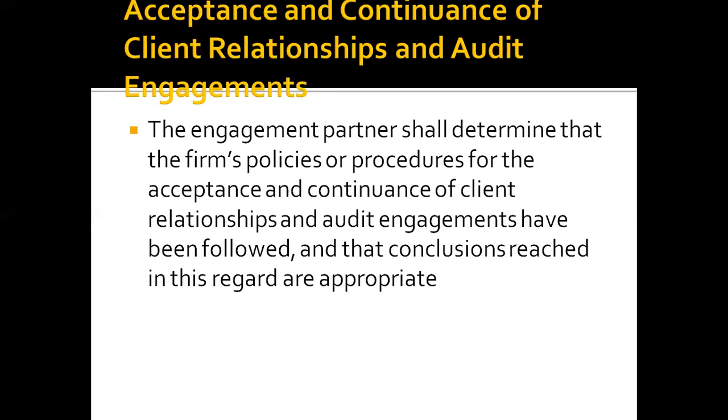Acceptance and continuance of client relationships and audit engagements. The engagement partner shall determine that the firm's policies and procedures for the acceptance and continuance of client relationships and audit engagements have been followed, and that the conclusions reached are appropriate. We cannot accept every engagement. We talked about this in ISA 210, and you can check the channel for that video. We talked about preconditions for an audit. Certain conditions must be met before you can accept an audit engagement, and those conditions must continue to be met before you can continue, for recurring audits. If you have not checked that video, you can check my channel.